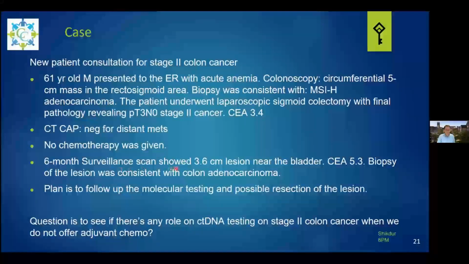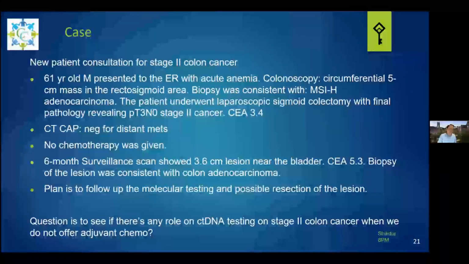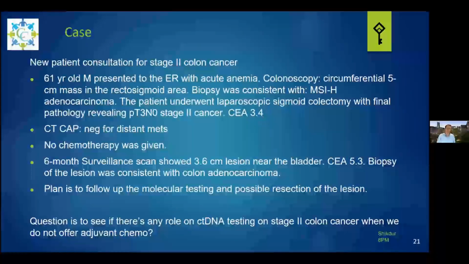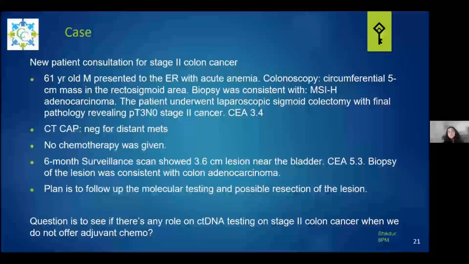But 6-month surveillance scan shows a 3.6 centimeter mass near the bladder. CEA is positive now, it's rising, and your biopsy confirms recurrent disease. So the plan is to follow up the molecular testing and possibly resect. So your question is if there's any role for ctDNA testing in stage 2 colon cancer when we do not offer adjuvant chemo. So did you do any circulating tumor DNA in this case? We didn't.